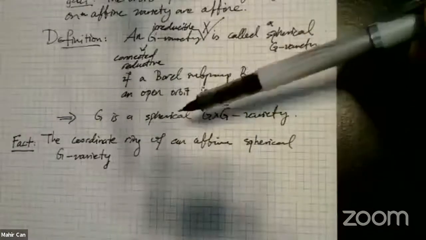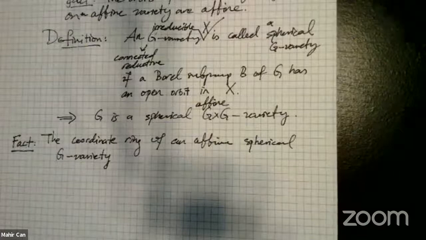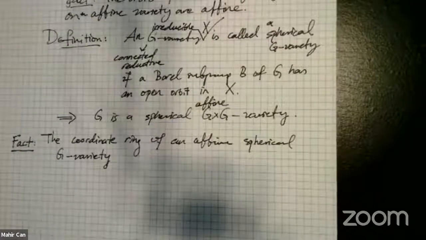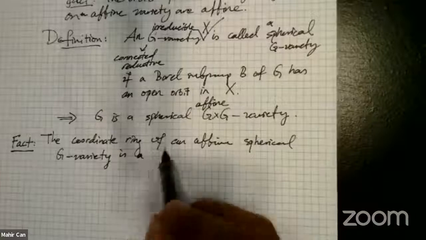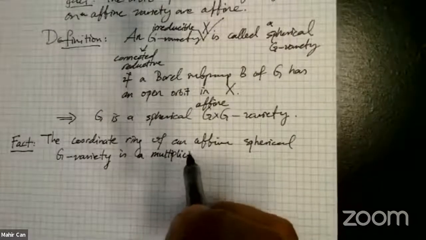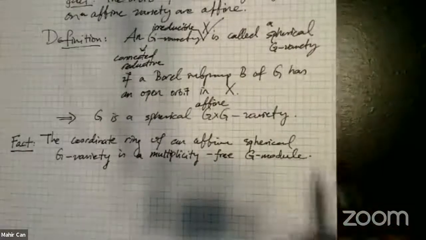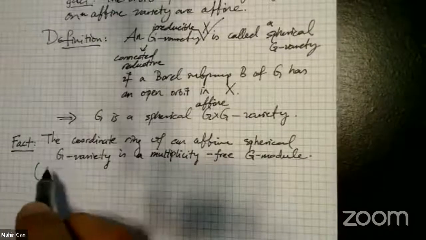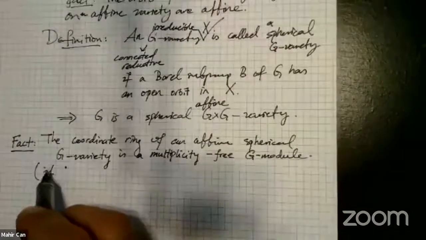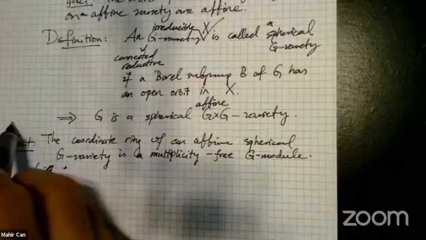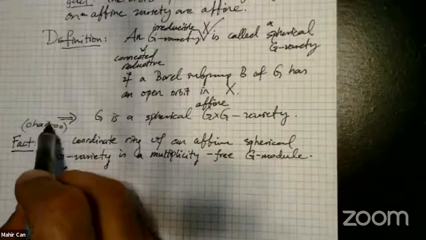And it happens that if the variety is a spherical affine variety, then every irreducible appears at most once in this coordinate ring. The coordinate ring of an affine spherical variety is a multiplicity free G module. So this means that, I'm restricting my attention to characteristic zero, by the way. Yeah, the characteristic of the field is zero.